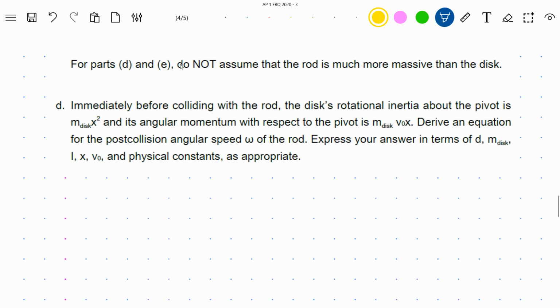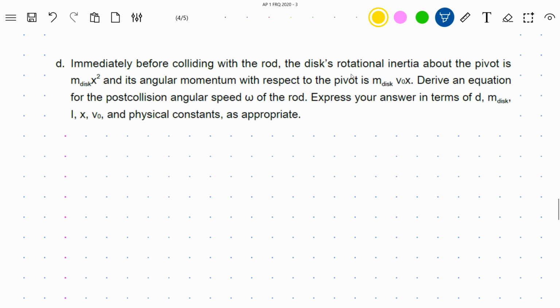So for the remaining parts of the question, do not assume that the rod is much more massive than the disk. Okay, fine. I don't think that's a super important part of this question, but sure. Question part D says, immediately before colliding with the rod, the disk's rotational inertia about the pivot is mass of the disk times x squared, and its angular momentum with respect to the pivot is given as that mass of the disk, v0x. Derive an equation for the post-collision angular speed, omega, of the rod. Express your answers in terms of the distance d, the mass of the disk, I, x, v0, and physical constants as appropriate. Okay, so they want an equation for the post-collision angular speed of the rod.